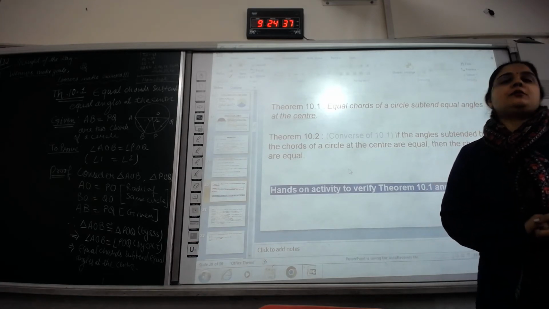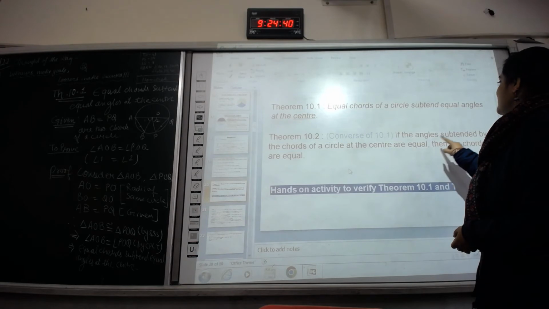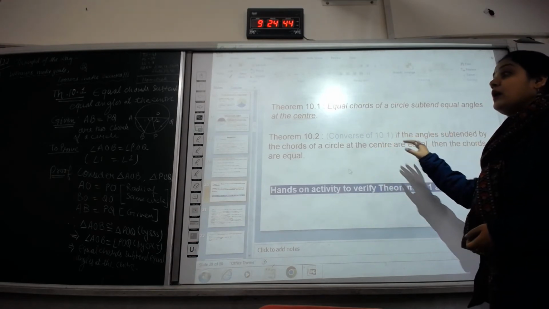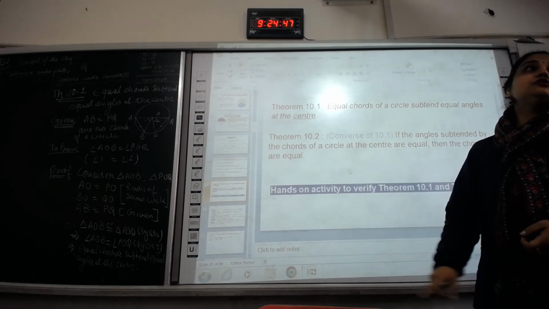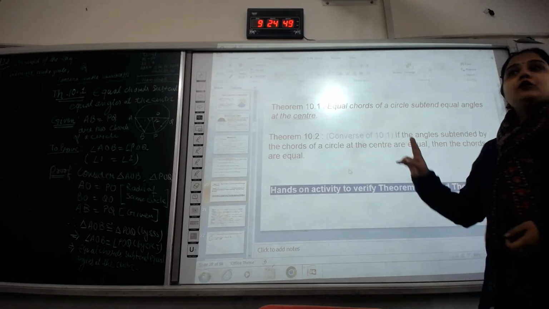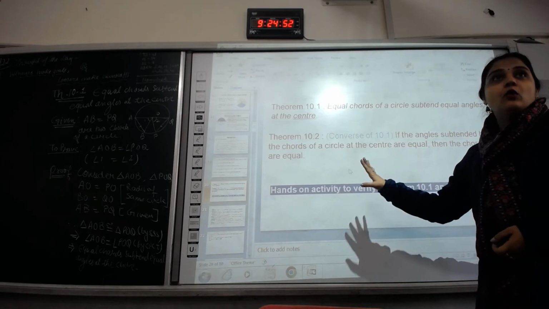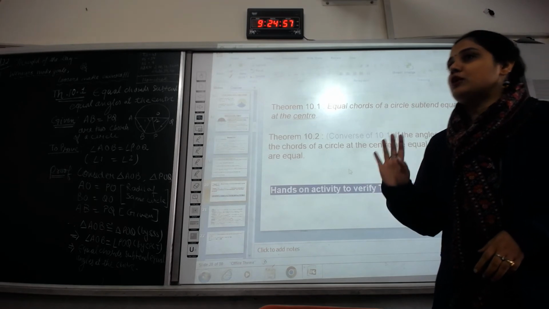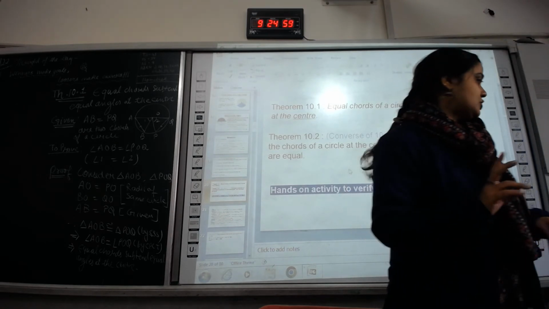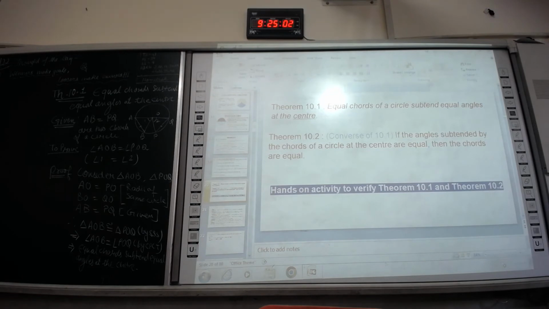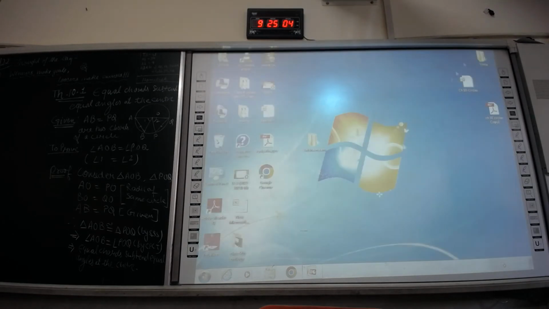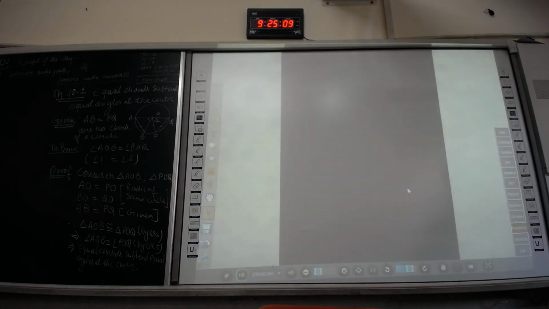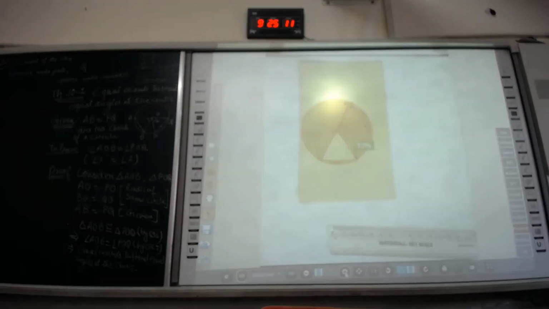Now look at the second theorem. The second theorem is saying that if the angles subtended by the chords of a circle at the center are equal, that means now it is given to you that angle 1 and 2 are same. You need to prove that the chords are equal. Although the proof is not there in the CBSE curriculum for this session, just look at the visualizer. Can you prove them congruent? Yes, ma'am. How? By SAS, right.